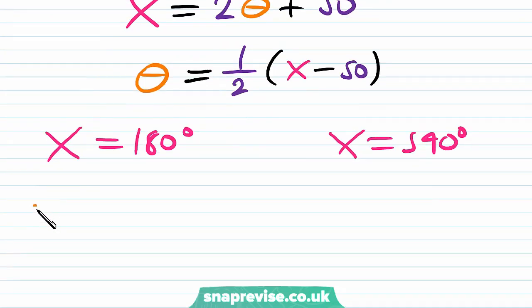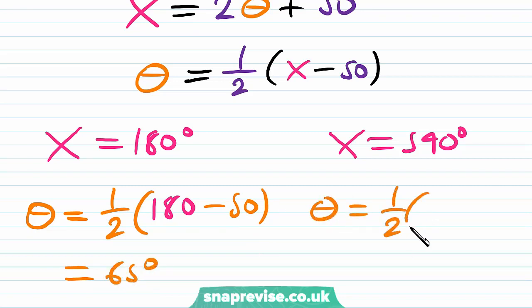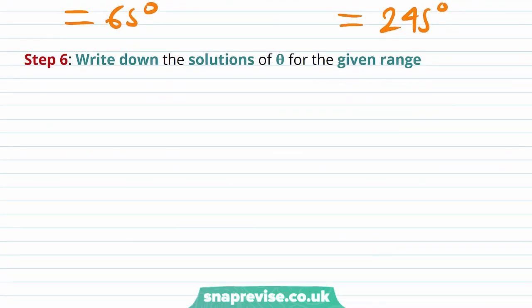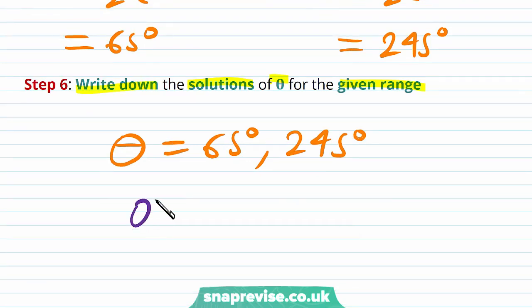And we can substitute in to get that theta is equal to 1/2 lots of the 180 minus 50. And therefore this is equal to 65 degrees. And similarly here we can get that theta is equal to 1/2 lots of 540 minus the 50. And therefore we get this is equal to 245 degrees. Our last step is to write down the solutions of theta for the given range. We have that the two solutions are theta is equal to 65 degrees or 245 degrees in the range 0 degrees less than or equal to theta less than or equal to 360 degrees.